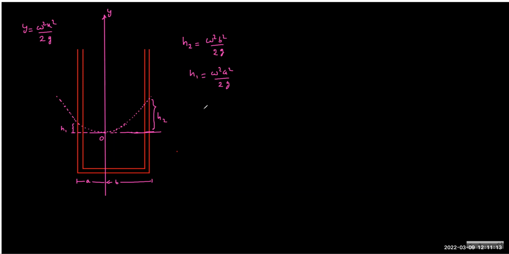So they may ask you what is the difference of height. So H2 minus H1 is how much? You can see clearly the difference of height is this much. So height difference depends on how far the tube is from the axis, and if it is equidistant, if A is equal to B, you can see that the difference will be 0, which means it will have the same height, and that's logic. Okay.